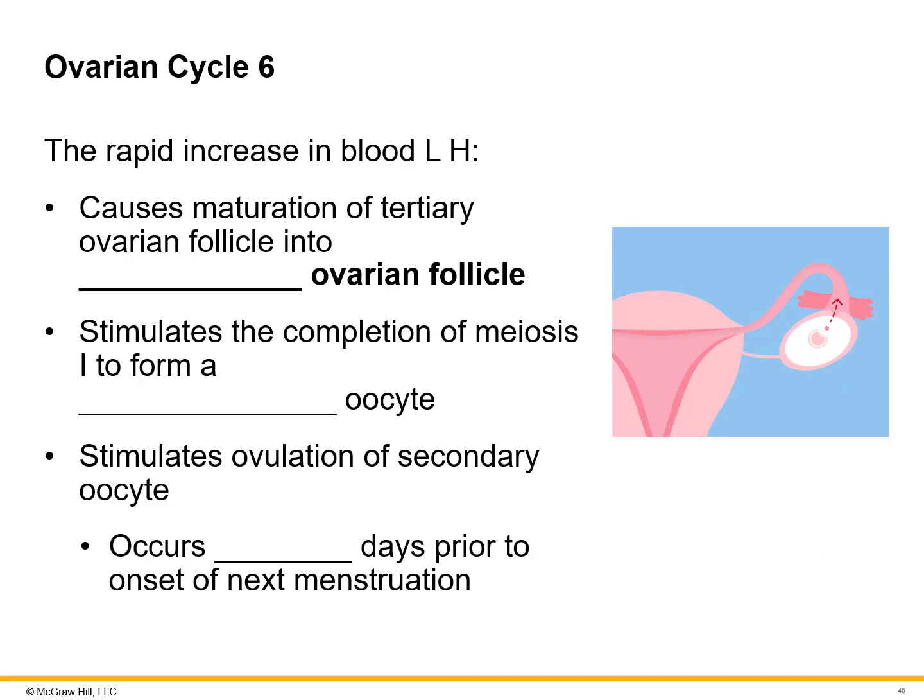So with that rapid increase in LH, we're going to have that mature tertiary ovarian follicle take it to its final last step. It's going to take the tertiary ovarian follicle into a mature ovarian follicle. So that's your first blank: mature. That's going to stimulate the completion of meiosis I to form the secondary oocyte, because remember, that secondary oocyte is what's released at ovulation. And then it's going to stimulate ovulation of that secondary oocyte, which will occur about 14 days prior to the onset of next menstruation. And again, I would highlight that it occurs 14 days prior to the onset of next menstruation.